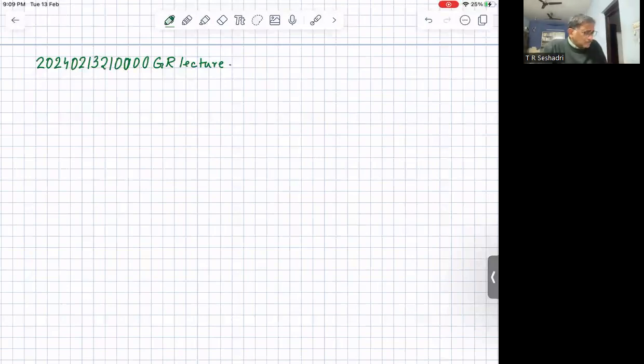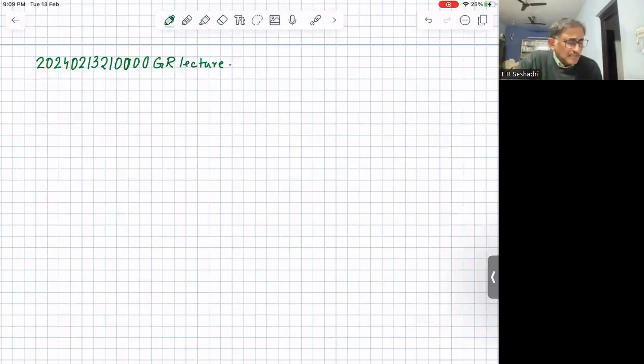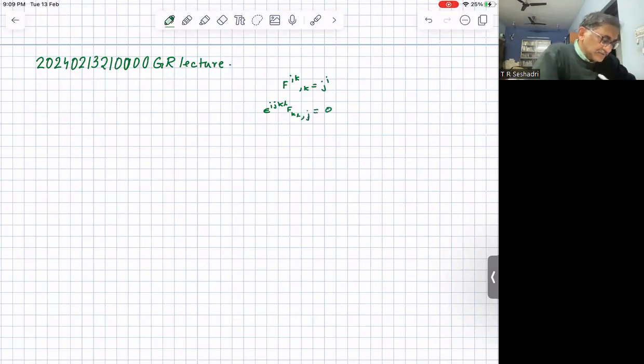And so now what I will do is, let me come back to tensors. As you saw, Maxwell's equations involved derivatives of the electromagnetic field tensor. For example, we had F^{ik}_{,k} equal to J^i, and epsilon^{ijkl} F_{kl,j} is equal to 0. You remember, these are the two Maxwell's equations.